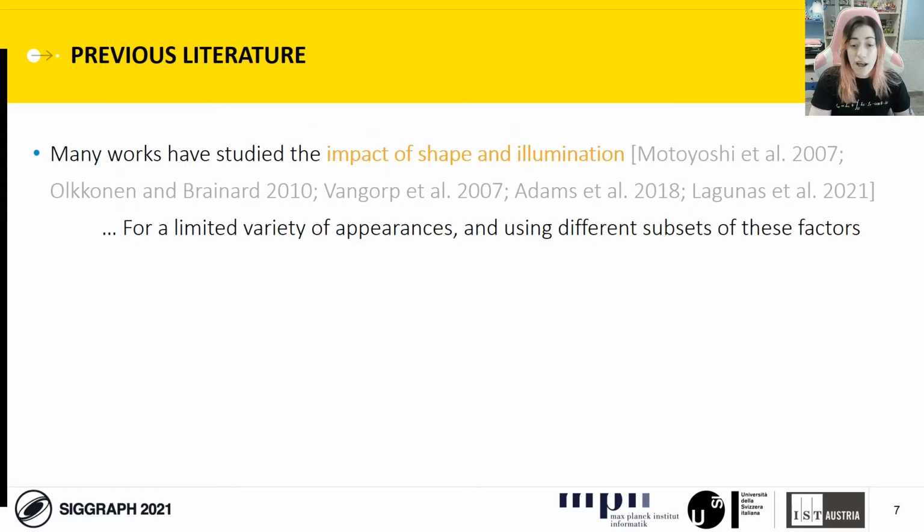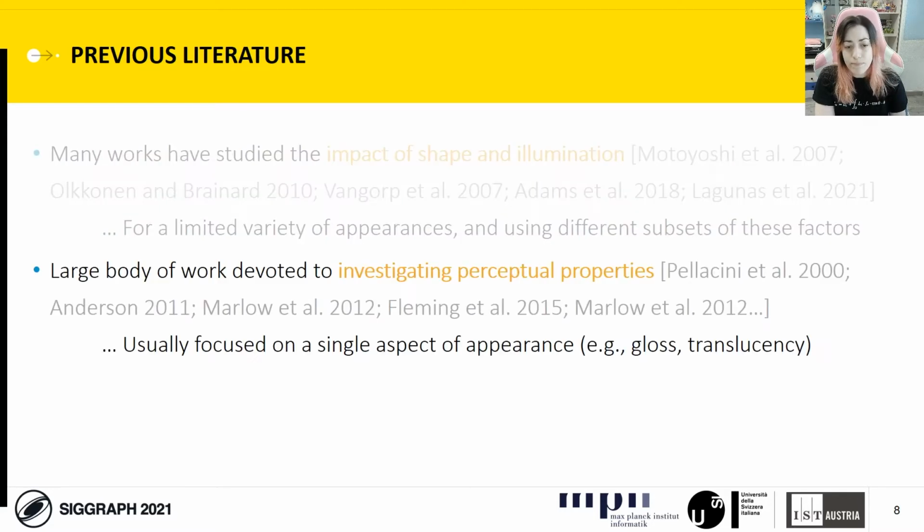Many works have actually studied in the past the impact of shape and illumination in material perception. Unfortunately, these works are usually very limited in the variety of appearances, illuminations, and geometries they study. Additionally, these works often focus on different subsets of these factors, making it difficult to compare them and generalize their insights.